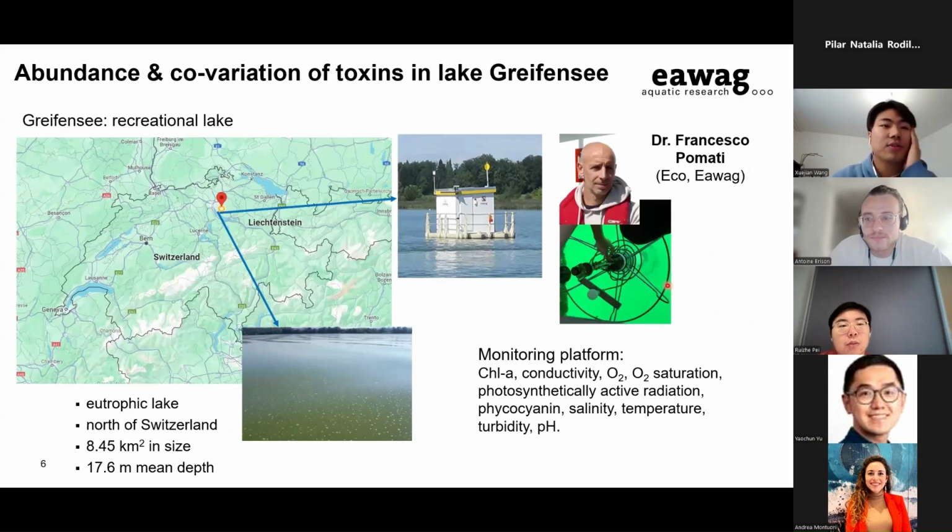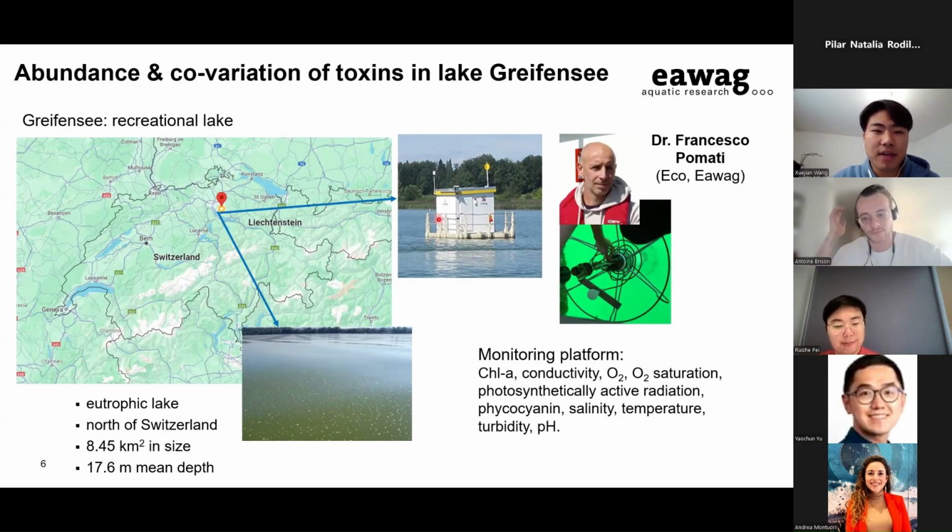Now I would like to give you a brief introduction about our study's target lake. The lake is called Greifensee, located in the north of Switzerland, and it's a eutrophic lake, and it's a recreational lake, especially in the summertime. People go swimming there, but it also has cyanobacterial blooms, as you can see from the picture. And I guess if you ever swam there, you could see the notice of blue-green algae in summertime.